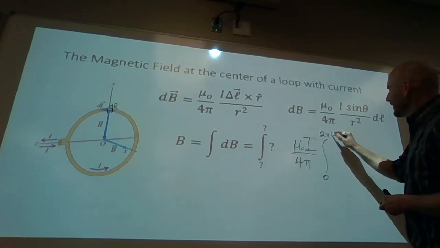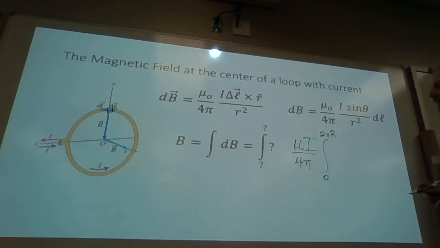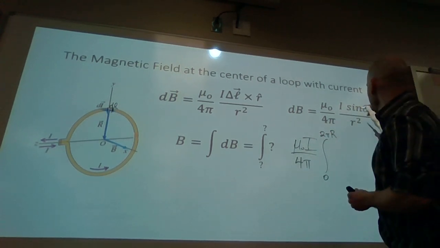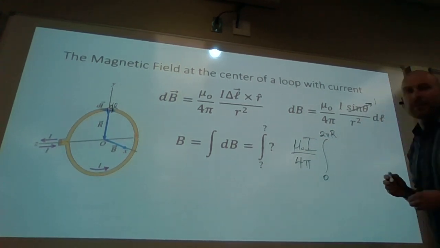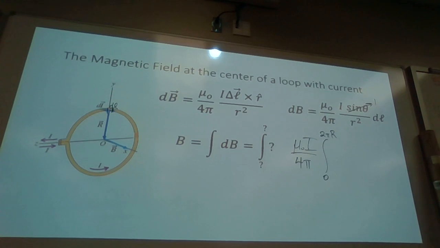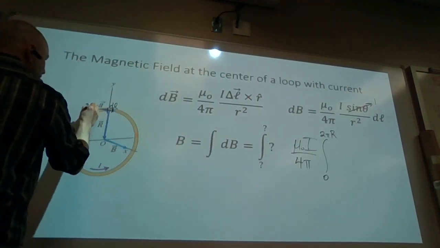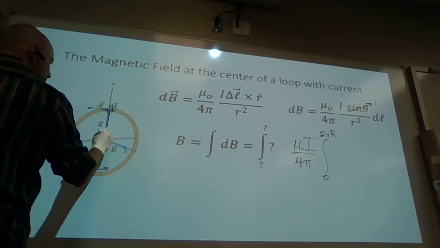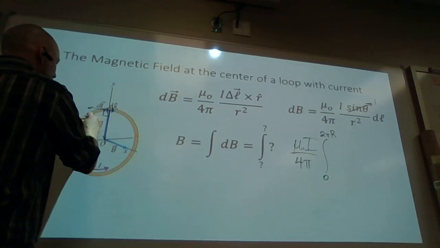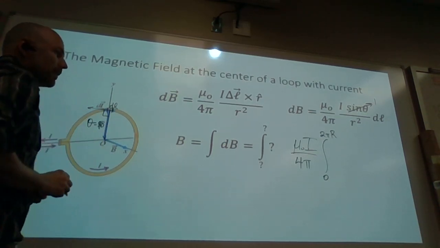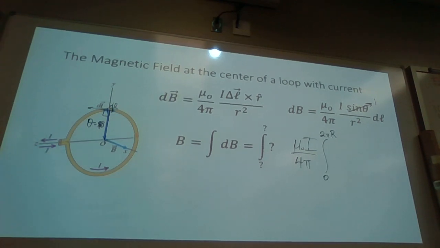Why is there an R? Why not? So this is perpendicular. The sine goes to 1 because your theta, here's your current and here's your R. It's perpendicular. So theta is equal to 90.